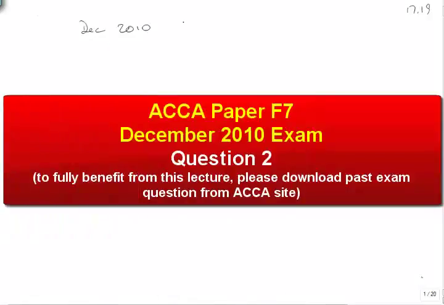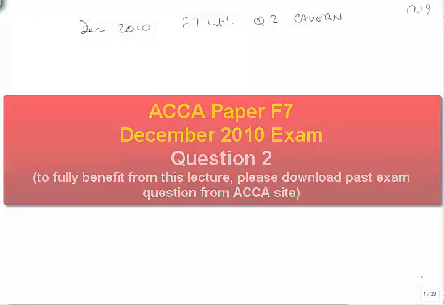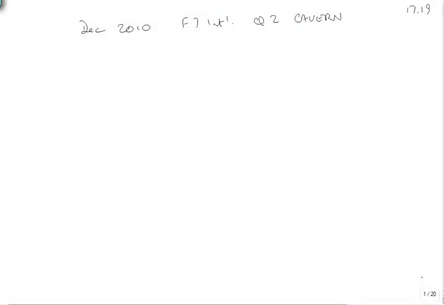December 2010, F7 International, question 2 Cavan. Let's see what this is. Prepare the statement of comprehensive income for the year ended September 10, statement of changes in equity, statement of financial position. Notes are not required. Okay, and we're given a trial balance and 5 notes.